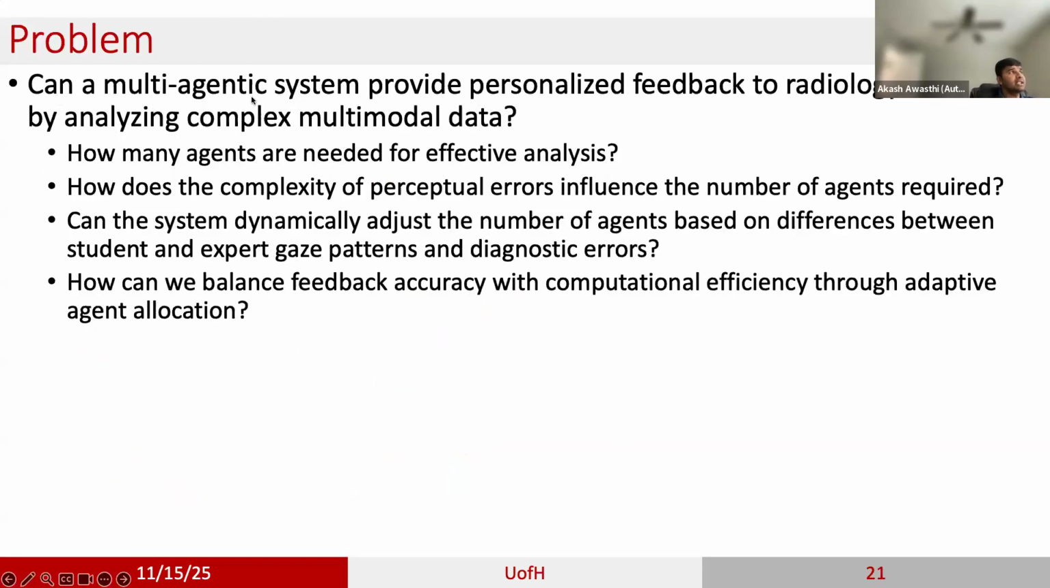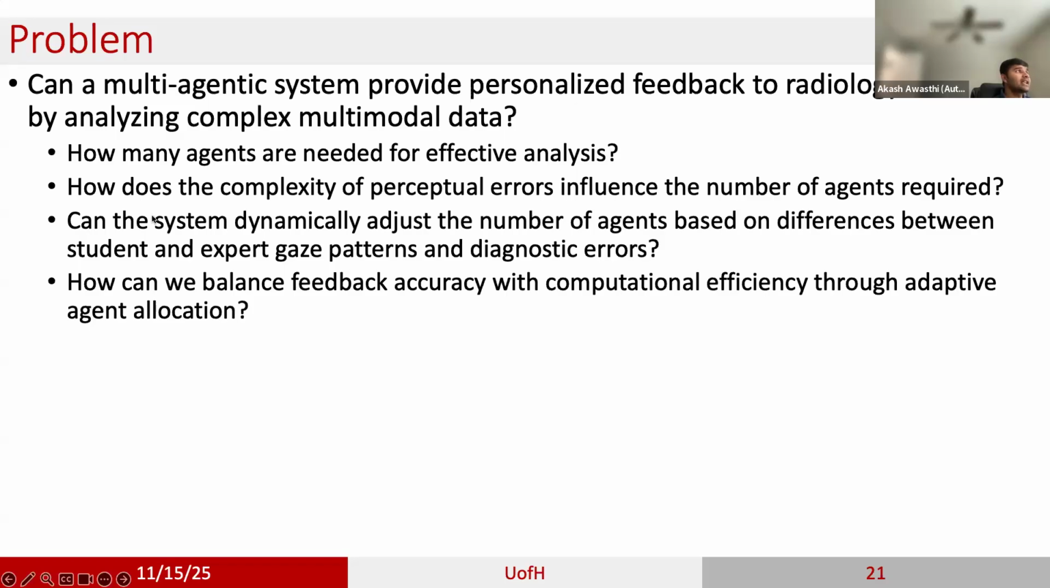So if we can develop such a multi-agentic system to give personalized feedback to radiology students, what are the things we need to take care of? First of all, how many agents are we going to need for this analysis? Another question we will be asking is how much we can scale the number of agents based on the complexity of the perceptual errors. Because you can bring in so many agents, but sometimes you may not need that many to find why the student made the error. The student might have made just one error, and bringing in so many agents to analyze it may reduce the efficiency of the system.